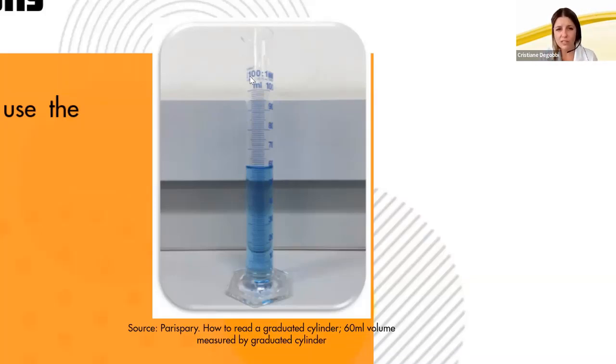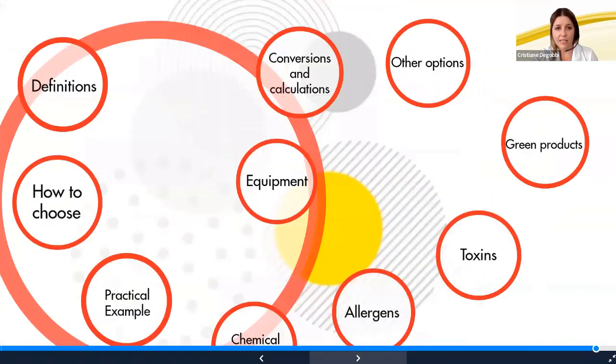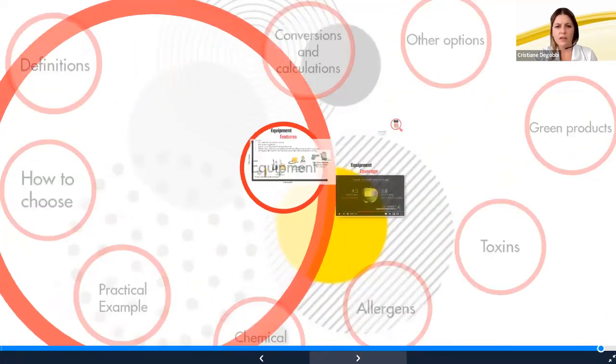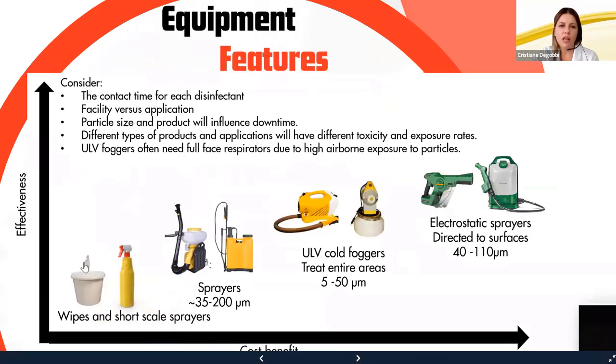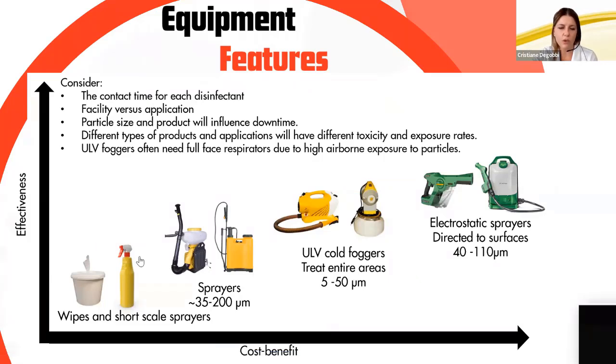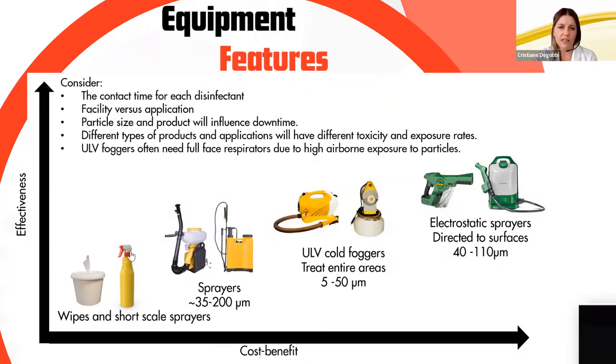Okay, most of the time you will have that information on the label, but I have seen some of you needing to calculate. Let's talk about equipment. We are allowed to use wipes and small scale sprayers. Just make sure you use PPE, because you do not want to get exposed. Of course, you're doing small areas, as I said, like a doorknob or something like this.